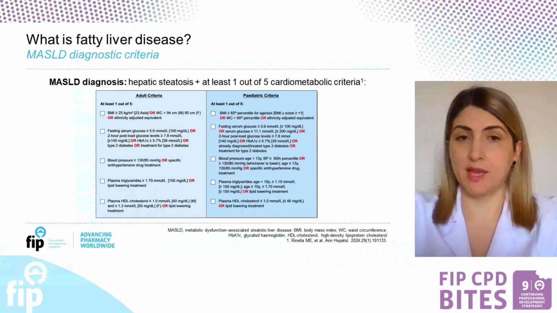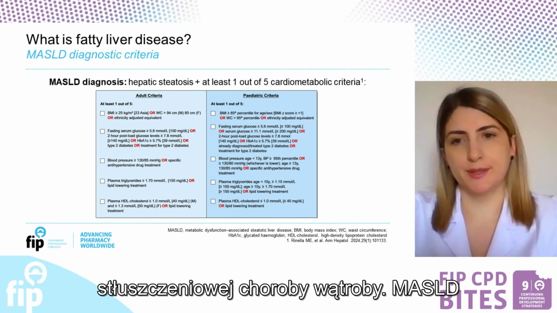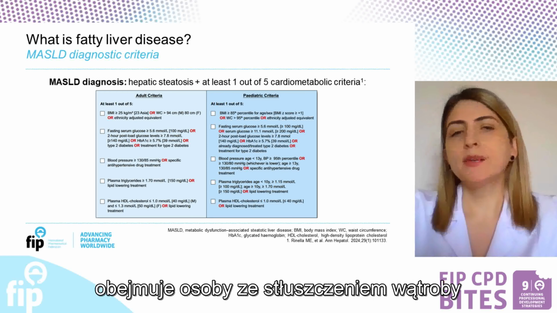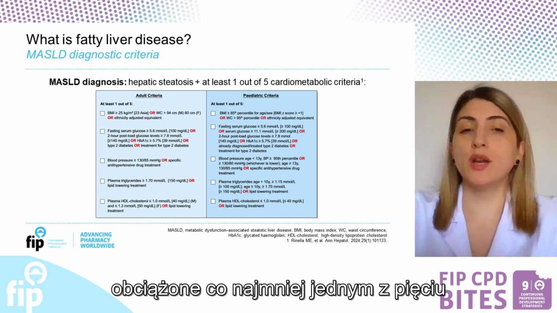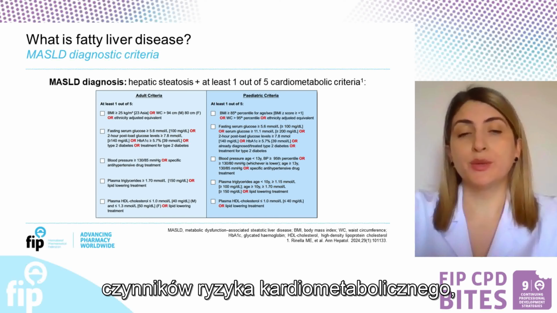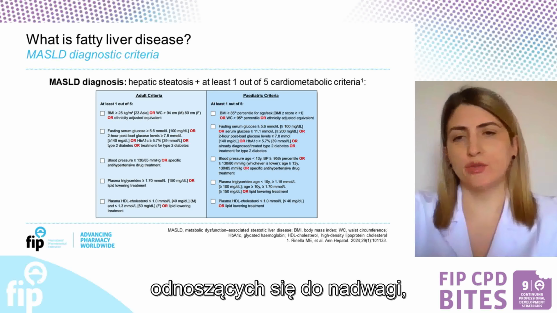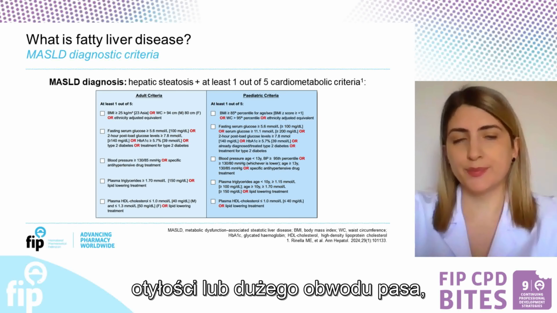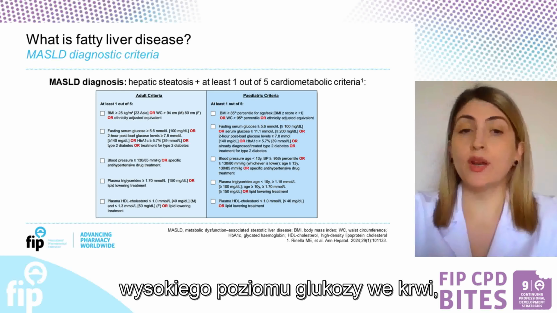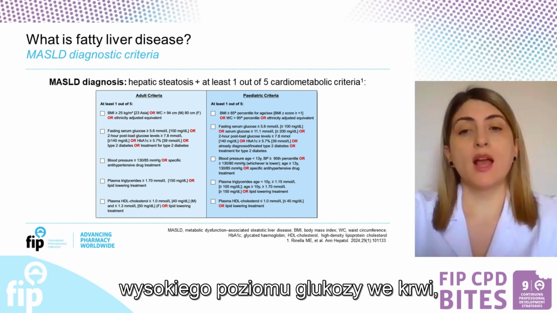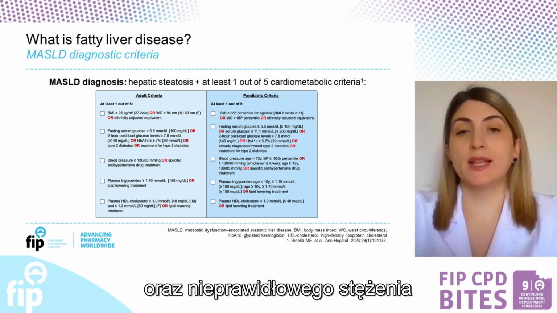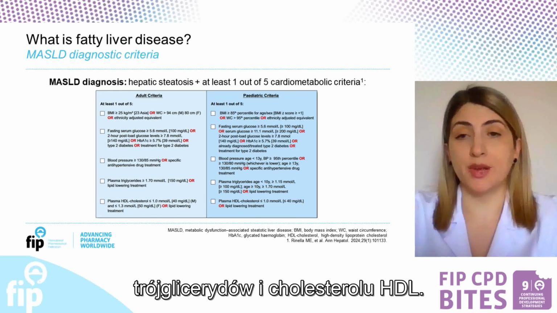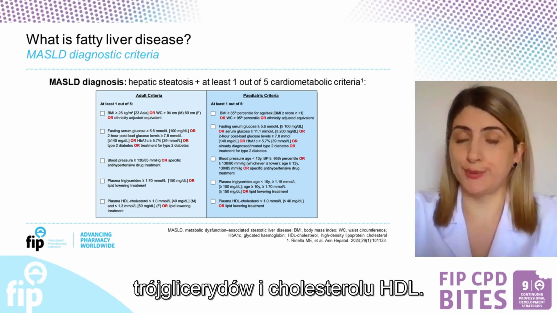Currently, MASLD is counted among the most common causes of steatotic liver disease. MASLD encompasses individuals who have hepatic steatosis and have at least one of 5 cardiometabolic risk factors, which refer to the presence of overweight, obesity, or a large waist circumference, high blood glucose, high blood pressure, and abnormal blood levels of triglycerides and HDL cholesterol.